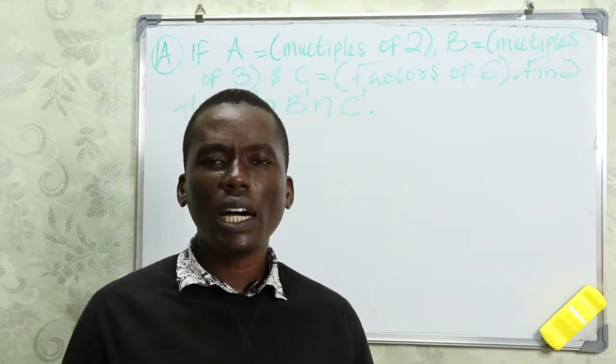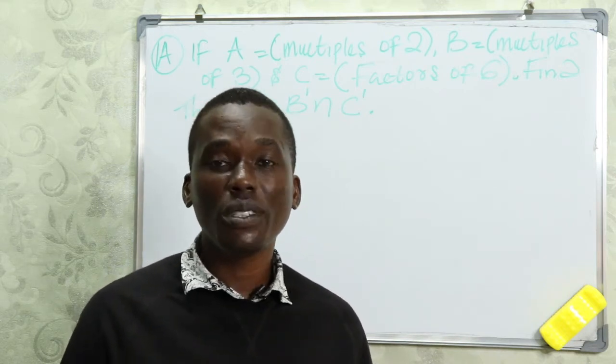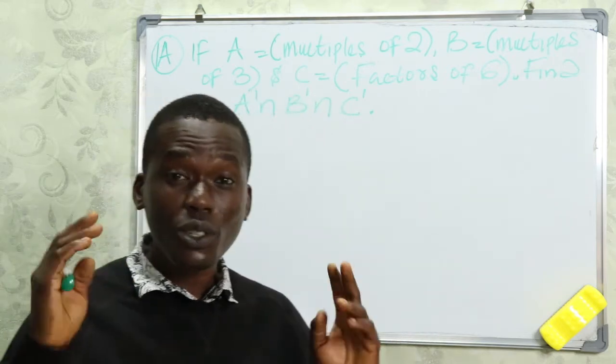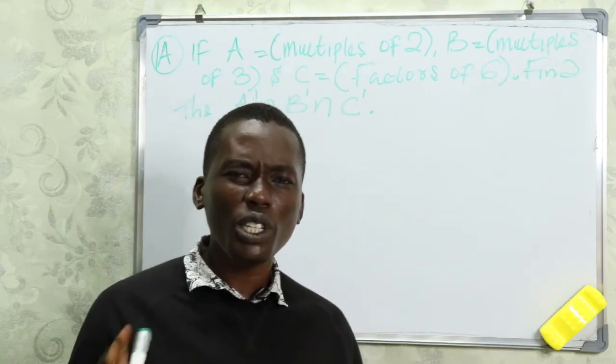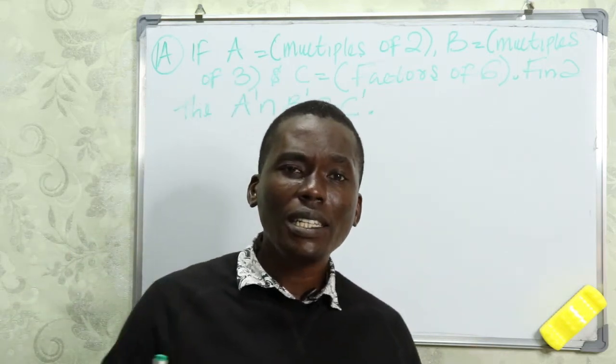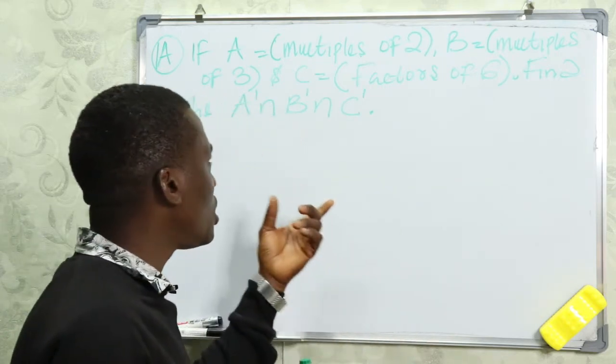Today we'll be looking at the 2020 mathematics past question, section A, and we'll be taking question number 1. It's going to be an interesting one because we are going to look at a word problem question and a question on set theory. Now the first question is the one you're seeing on the screen.